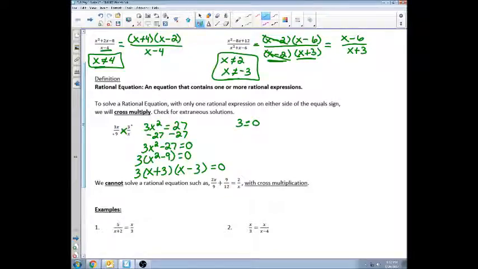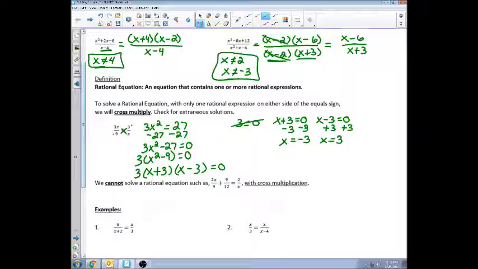Since that is not true, I can go ahead and cross that out. x plus 3 will equal 0, and x minus 3 will equal 0. If I subtract 3 from both sides, x would be equal to negative 3. If I add 3 here, x would be equal to positive 3.